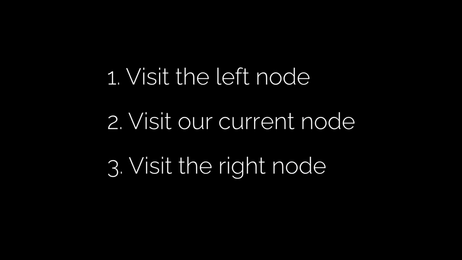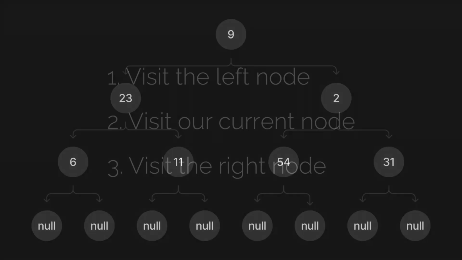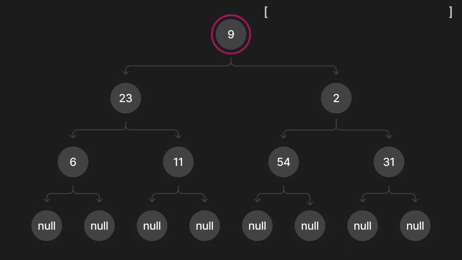We visit the left node, visit our current node, and then visit the right node. And if that doesn't make sense right away, don't worry about it. I created an animation to help us visualize this. So we start at our root node. Red represents a node that we aren't finished with, and green is a node that we are finished with. We will immediately go into the left node and continue moving down the left nodes until we hit null.